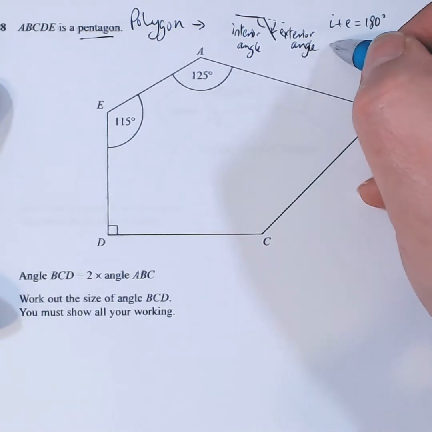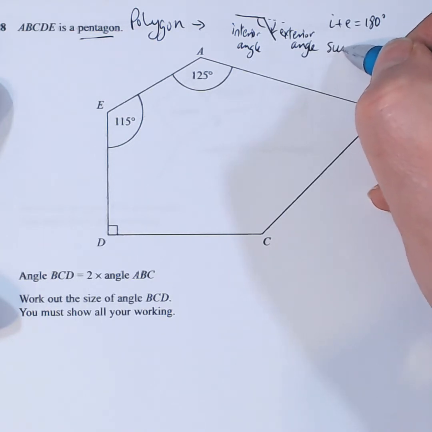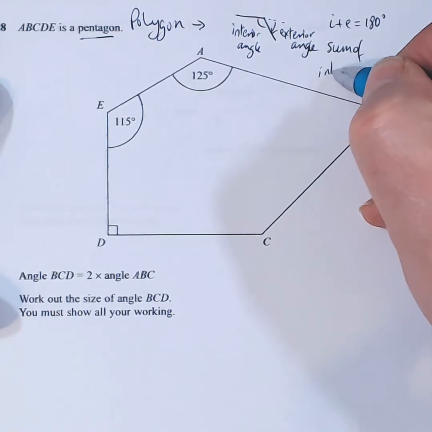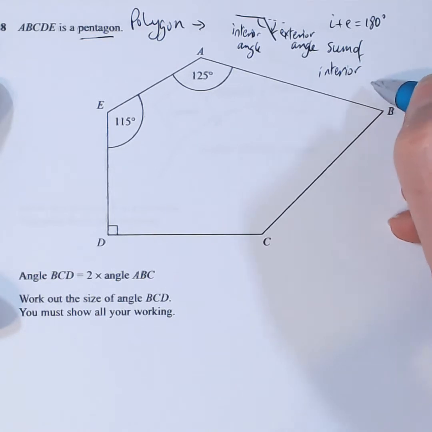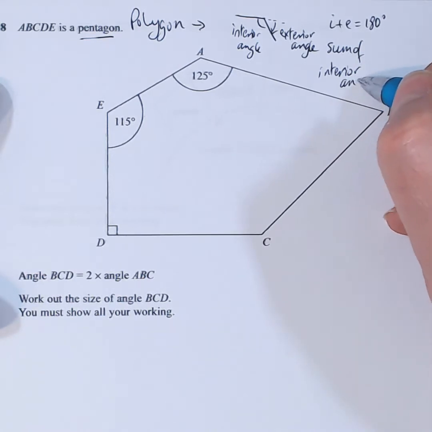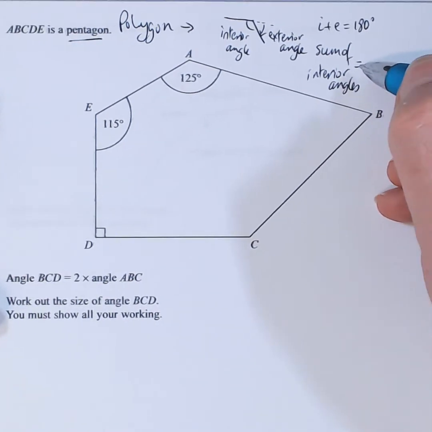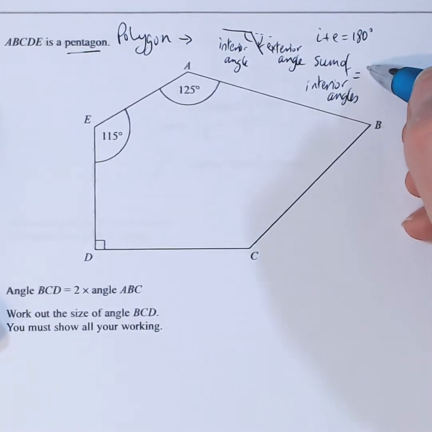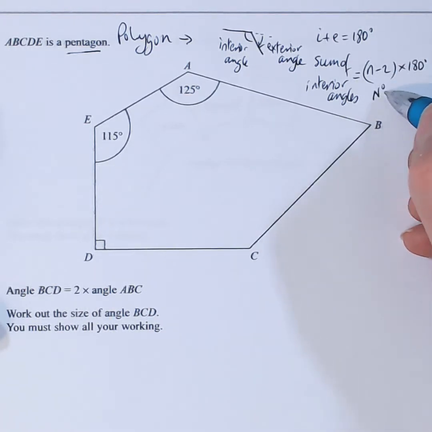Fact number two is that if we have a polygon and we want to know the sum of interior angles, so what all the angles inside the shape add up to, then there is a formula to learn. There are other ways you can do this, but it's better if you learn the formula because it just makes it much easier and quicker. So n is the number of sides.